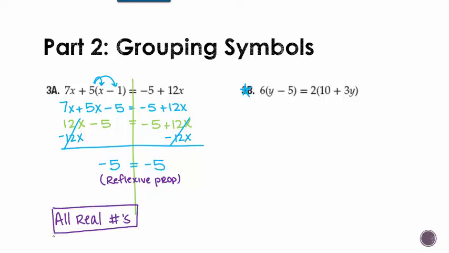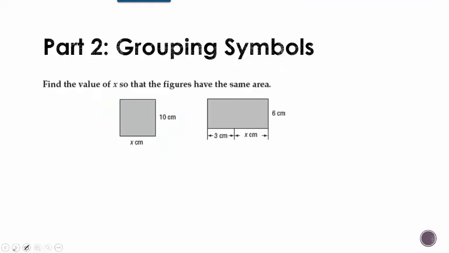Every single number you can think of will make this equation true because the left side and the right side are exactly the same. Now if you got something like negative 5 equals 4 at the end, negative 5 will never equal 4, and that's how you know that something has no solutions. So give 3b a try on your own after we've done the rest of the notes. And let's do a story problem together.